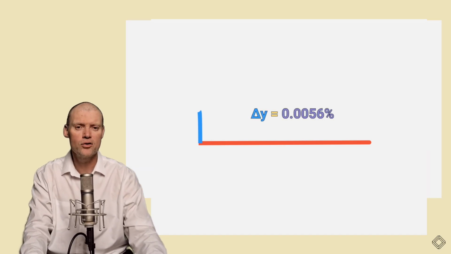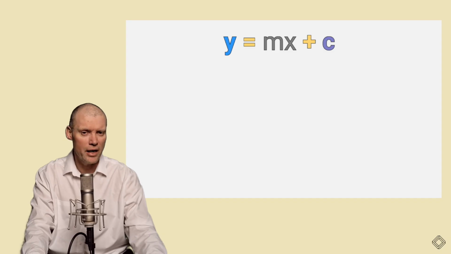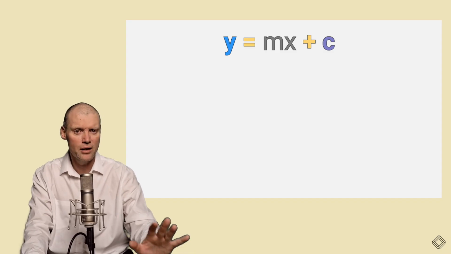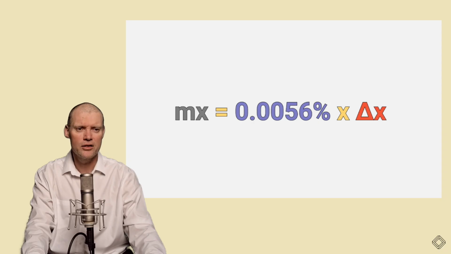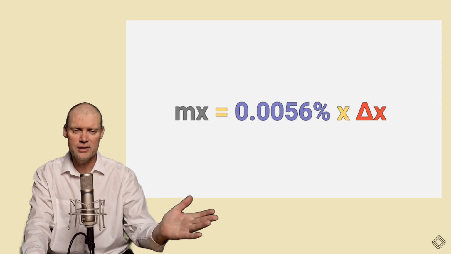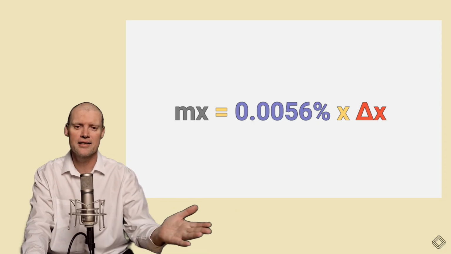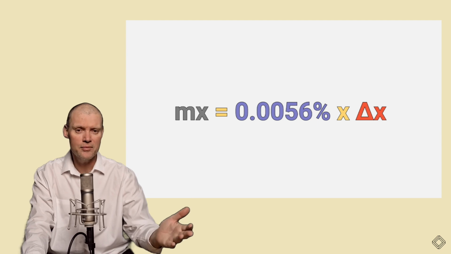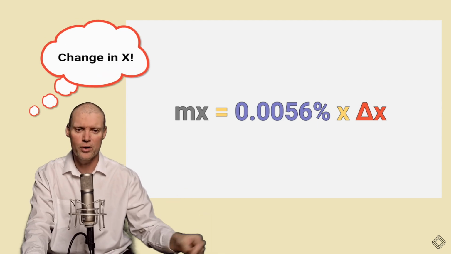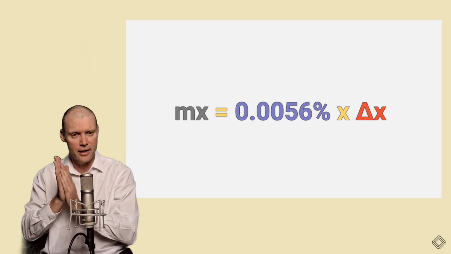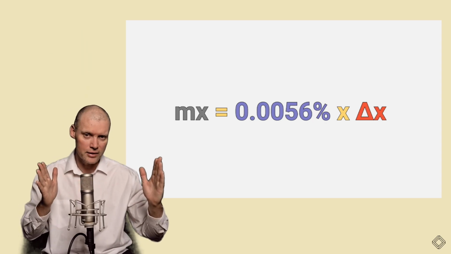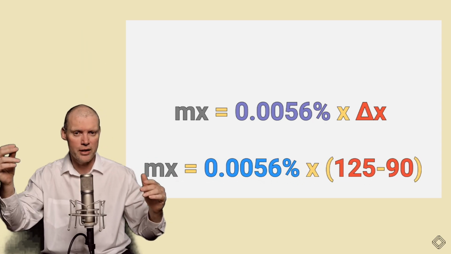0.0056%. Let's return to our linear equation. Y is equal to mx plus c. Let's now zoom in on mx. In this instance, mx is going to be 0.0056%, which we just calculated to be, times x is the change in y. What we wish to know is, as x changes from 90 days to 125 days, what's going to happen to y.